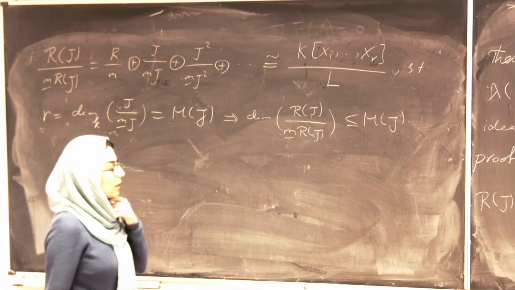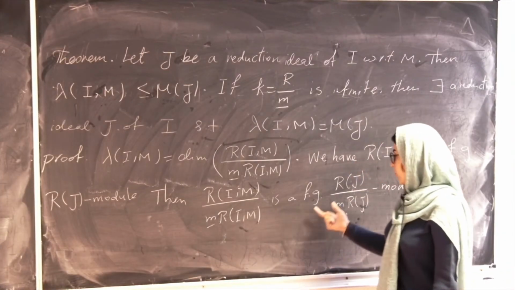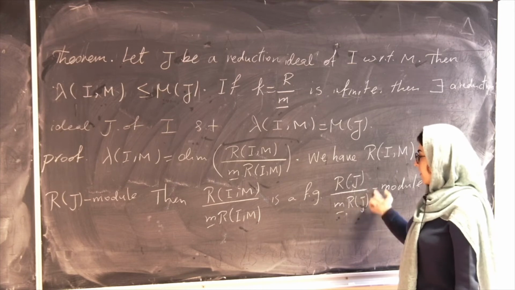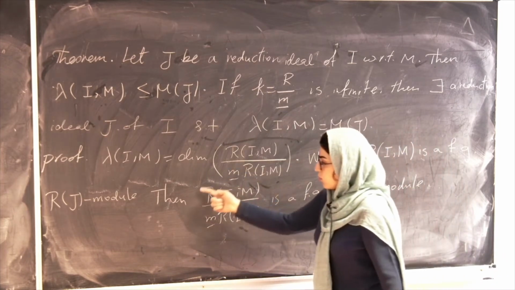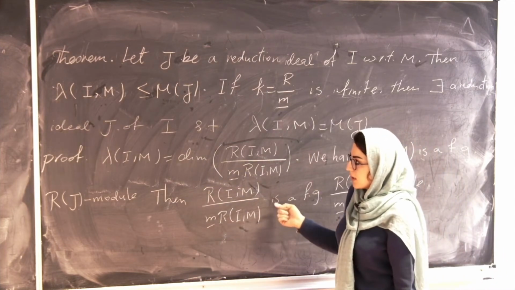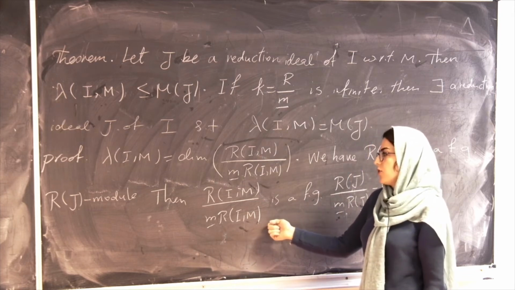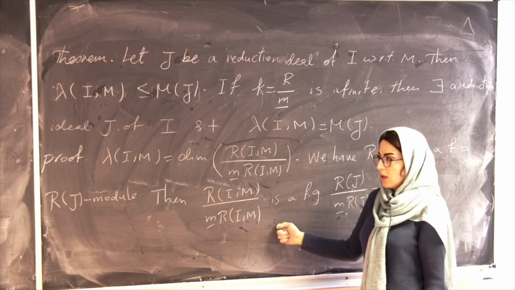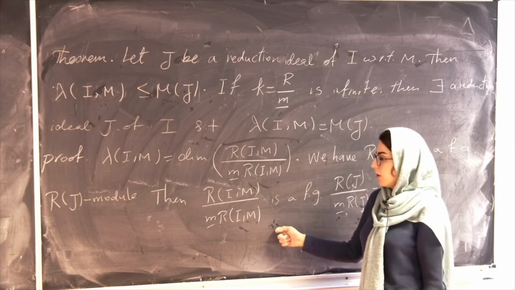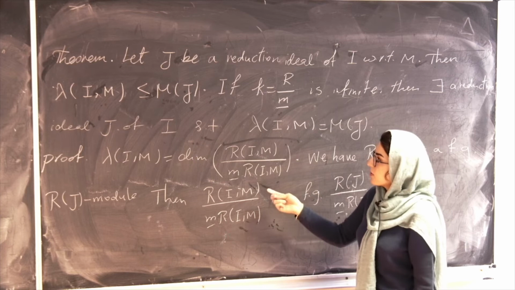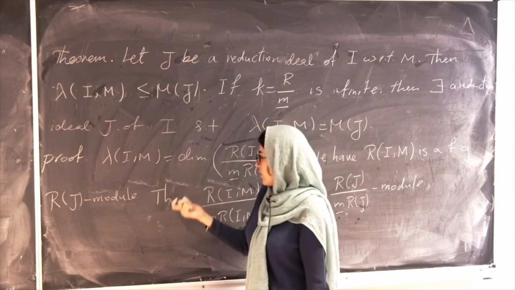So let's go back here. I have a finitely generated module over this ring such that this ring has dimension at most mu of J. So the dimension of this module as an RJ module is at most mu of J. But this dimension is the same as the dimension of this module as an RI module. And because RI is an integral extension of RJ, they have the same dimension, so I get this inequality for the analytic spread, which is just this dimension.